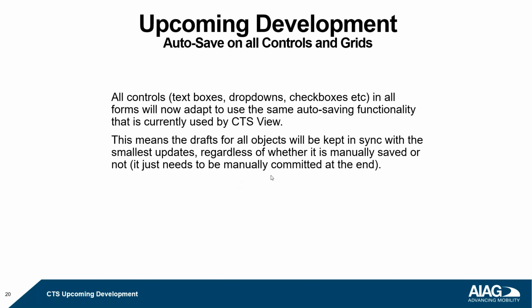So autosave in all controls and grids. This is the one that will be mimicking the functionality in CTS view. When you work in CTS view, it pushes your information to a draft. There are other places in the system it does it as well, but it's pushing all your information to a draft object every time you leave a text box, every time you make a selection in a drop down. Now, as we move through this, every single form in the system everywhere will be doing that same thing. The draft object will always be updated. That doesn't mean autosave does not mean autosave. You still need to persist it manually. You still need to hit that save button.